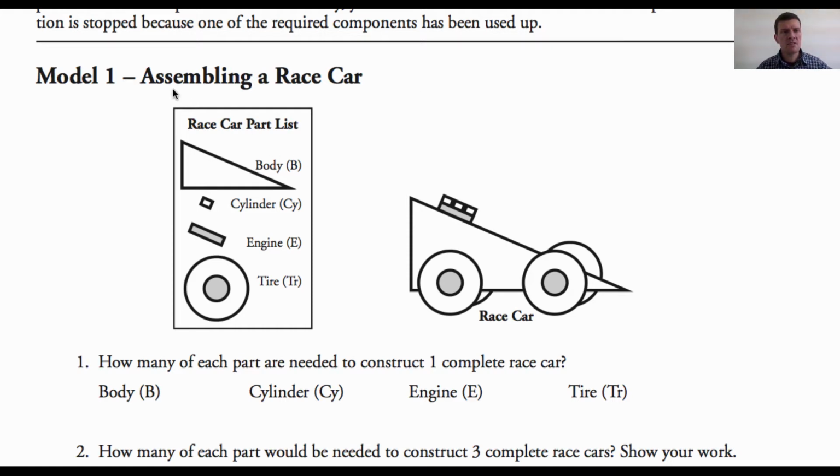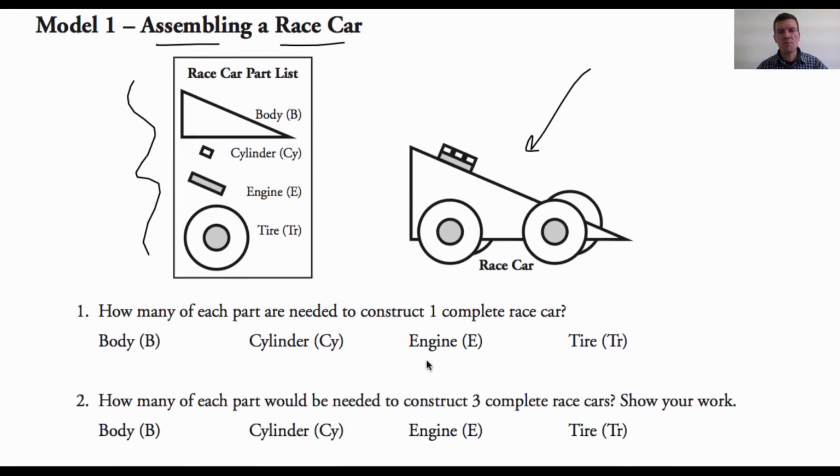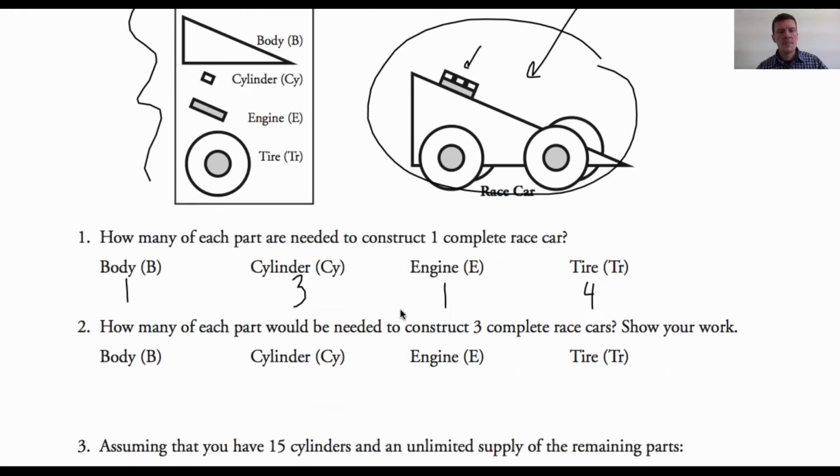So in Model 1 we are assembling a race car, and we have a bunch of different parts here in order to create this particular race car. How many of each part are needed to construct one complete race car? Well, you need one body, you need how many cylinders? Looks like three cylinders, you need one engine, and you need 4 tires. So this is the ratio in which these parts must be assembled in order to create the desired race car that we see here. How many of each part would be needed to construct 3 complete race cars?